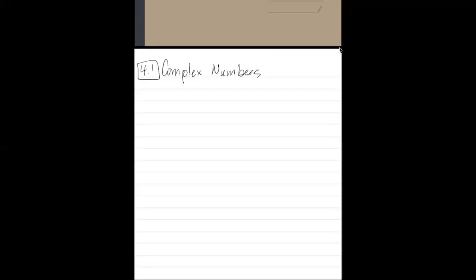4.1, complex numbers. If we try to solve a quadratic equation of this kind, x squared plus 1 equals 0, x squared equals -1, we know there is no real number whose square is -1, so the solution is not real here. The solution is not a real number. So we normally say it doesn't have a solution.